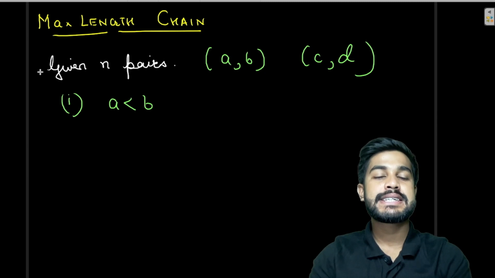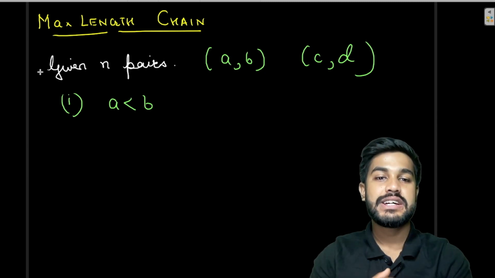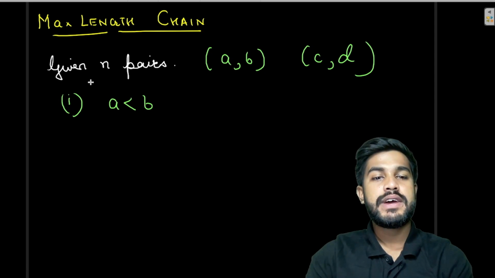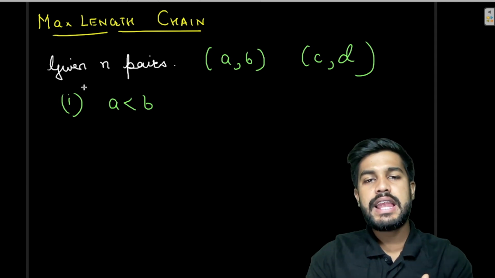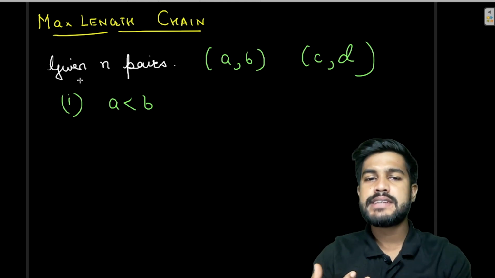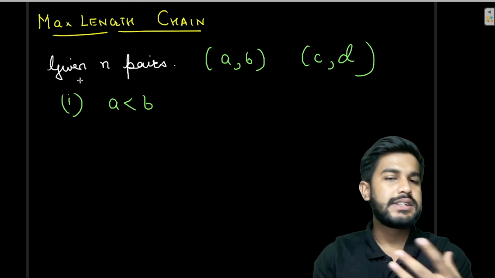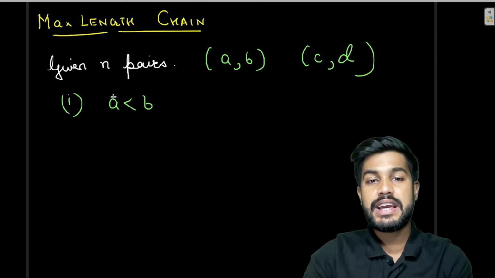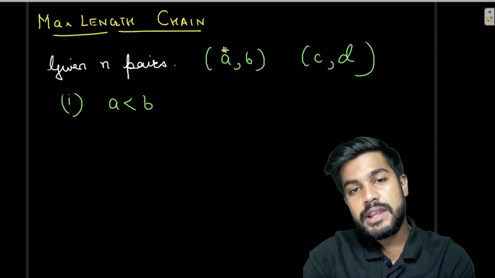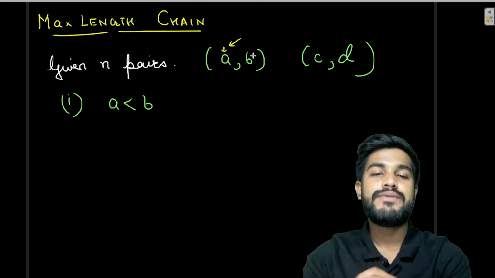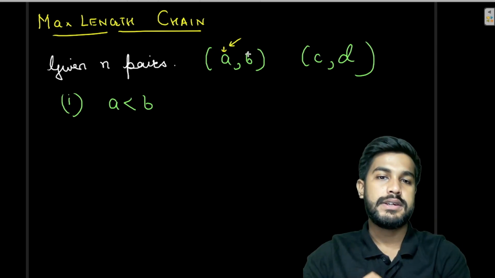Today, we would be discussing the problem max chain length. So now, in this problem, we are given n pairs. And let us take an example of two pairs only, because by taking the example of just two pairs, we can discuss the conditions also. So in these two pairs, we are told that the first element would be less than the second element, and this would be valid for all the pairs.